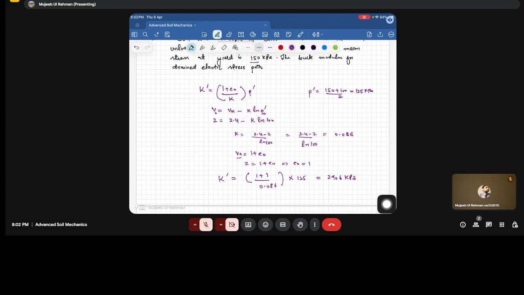In MPa, it will be divided by 1000. So 2906 kPa divided by 1000 will be 2.9 MPa.